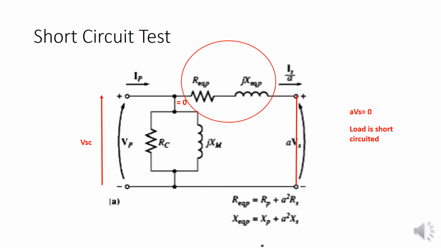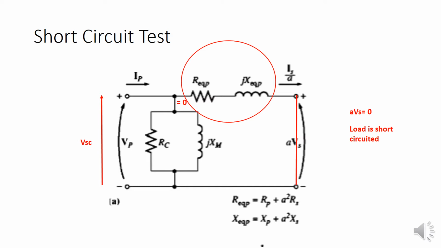Short circuit test is the other test that we are performing on a transformer. In here what we are doing is we will short circuit the secondary side, or the load is short circuited, then we keep on changing our input voltage. So input voltage is given as Vsc, short circuit voltage.